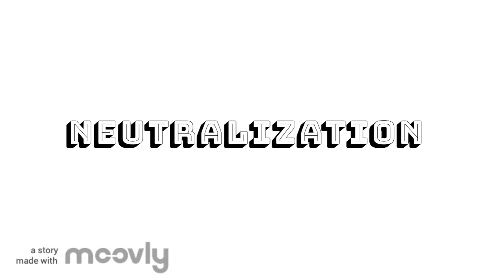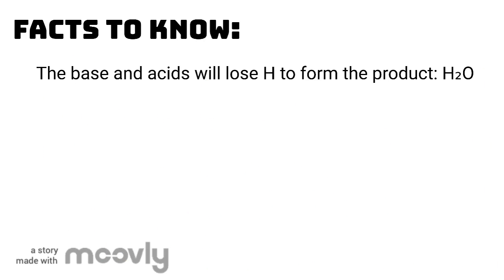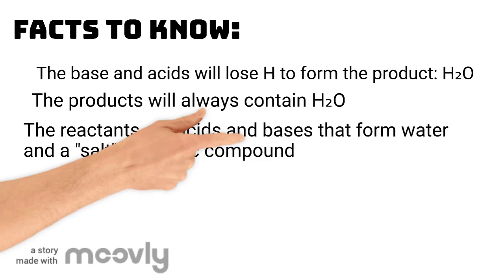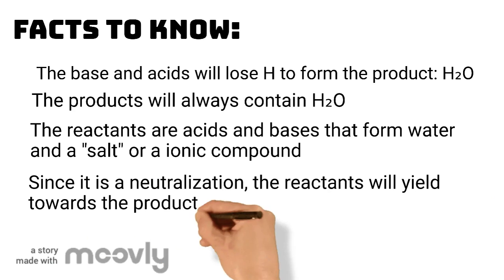Let's move on to neutralization. Facts you need to know. The base and the acids will lose hydrogen to form the product H2O. The products will always contain water. The reactants are acids and bases that form water and a salt or an ionic compound. Since it is a neutralization, the reactants will yield towards the product side.